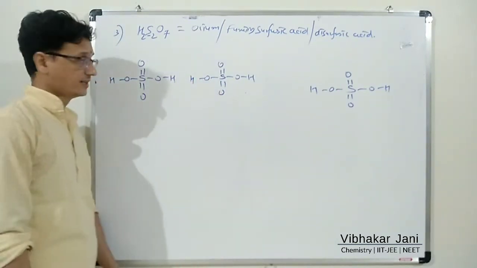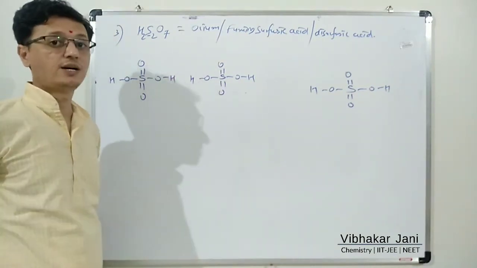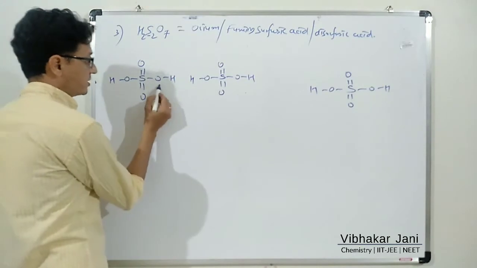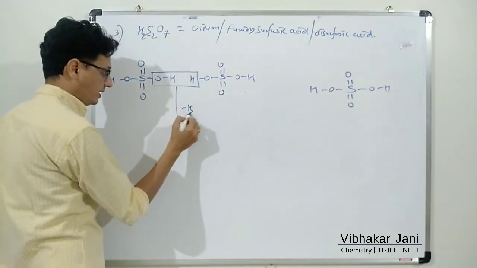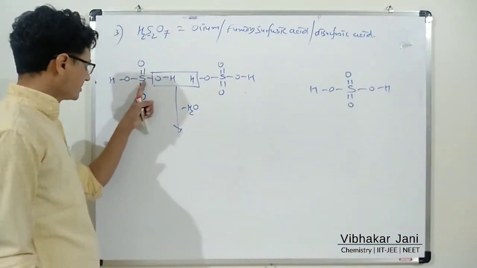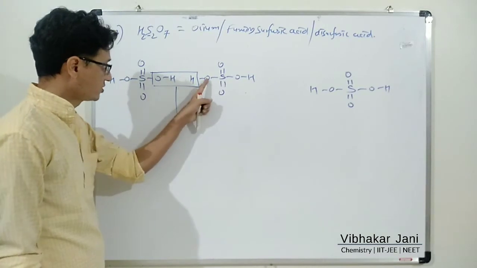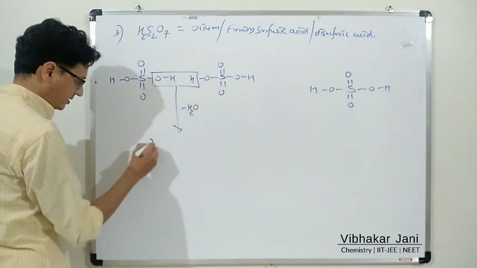Now when both sulfuric acid molecules are attached with each other, a molecule of water will be lost. So one OH and one H will be lost. So if we subtract H2O from this, then what will happen? This sulfur will attach with this oxygen. In that condition, our structure will be like this.